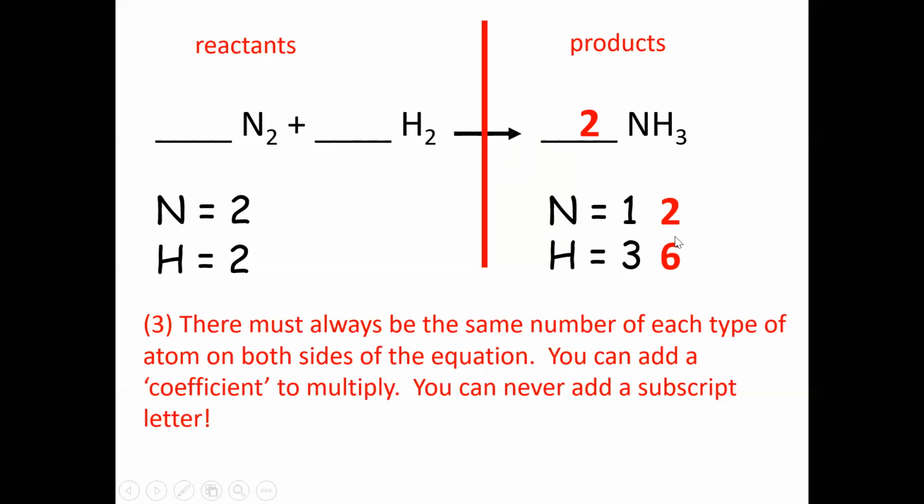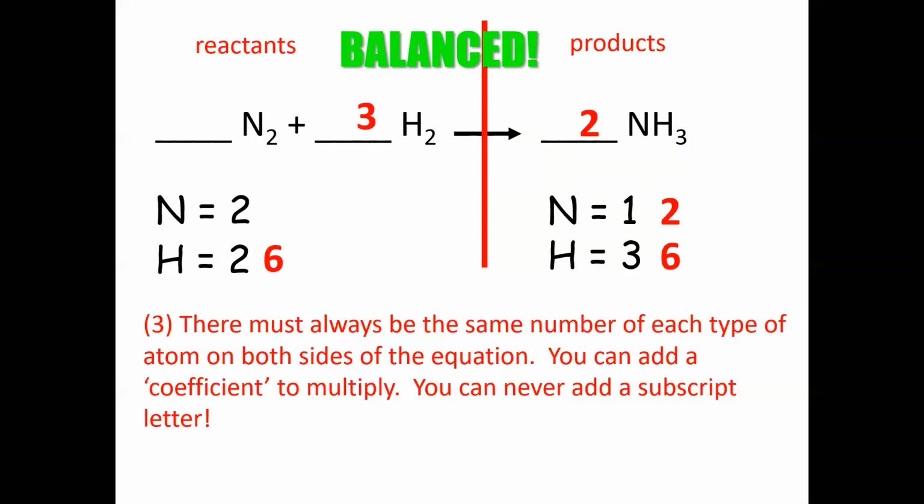They're your new numbers. So that's fine, your number of nitrogens balance, but now you've got to balance your number of hydrogens. How are you going to make 2 become 6? Well, you can multiply by 3. 2 times 3 equals 6. So now you have 6 hydrogens on your reactant side. So now you can see 2 nitrogens, 6 hydrogens, 2 nitrogens, 6 hydrogens. Your equation is now balanced.